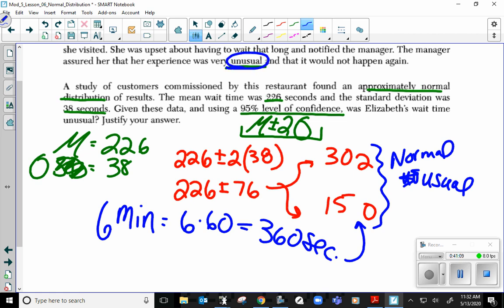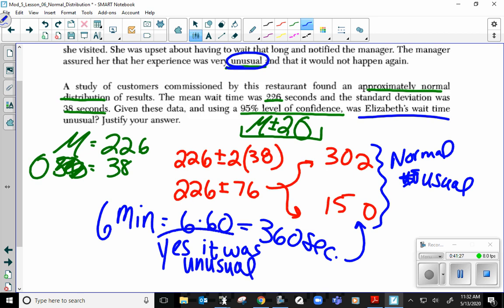It is not usual. So it says justify your answer. Your justification is your math, but don't forget to answer. Okay? Was Elizabeth's wait time unusual? Yes. It was unusual. Okay? It is not in that interval.